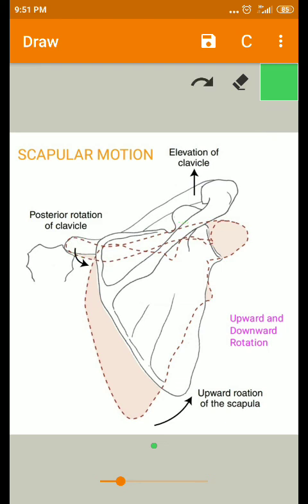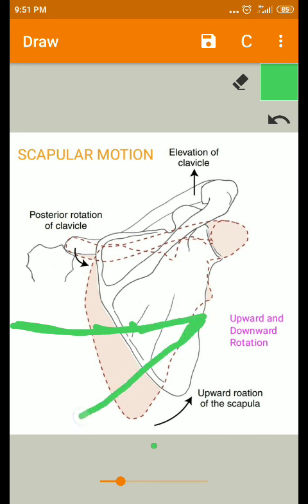Okay, if you see this joint superiorly, this one is the clavicle, and this one is the acromion process. So the normal angle between these two is 58 to 68 degrees. This degree of acromioclavicular joint is in an internally rotated position, which causes upward rotation of the scapula.